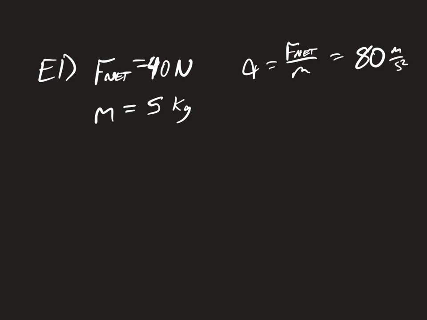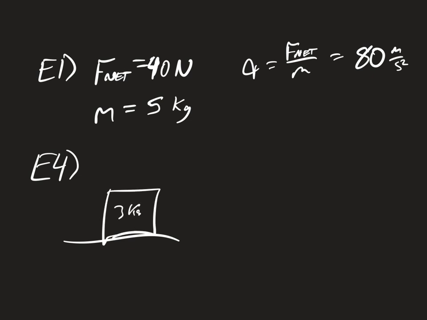Exercise 4. A 3 kilogram block is being pulled across the table by a horizontal force of 80 newtons. There's also a frictional force of 5 newtons. All right, so we have our block. We know its mass is 3 kilograms. We know there's an 80 newton force pulling on it. There's also 5 newtons of frictional force holding it back. Frictional force always opposes the motion of the object.